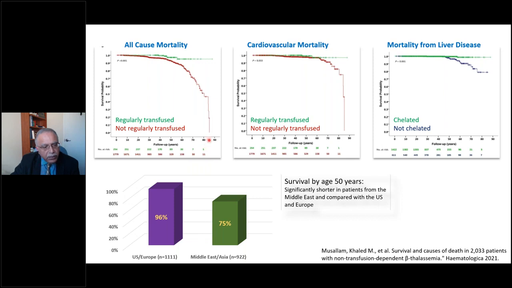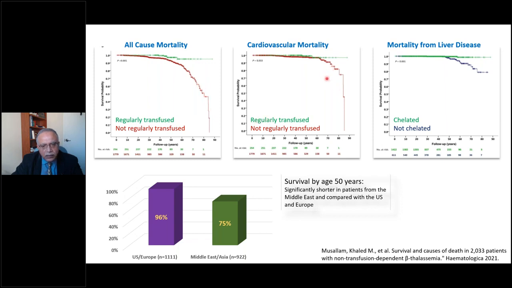From the same paper, we can look at the effect on mortality of whether a patient is transfused or not transfused. So patients who have non-transfusion dependent thalassemia but are symptomatic, if they get started on transfusions, that's listed in green, and those who are not transfused are listed here in red. If you look at all-cause mortality, then by 50 years, the curves diverge significantly, indicating that survival in symptomatic patients who are not started on transfusions is significantly worse.